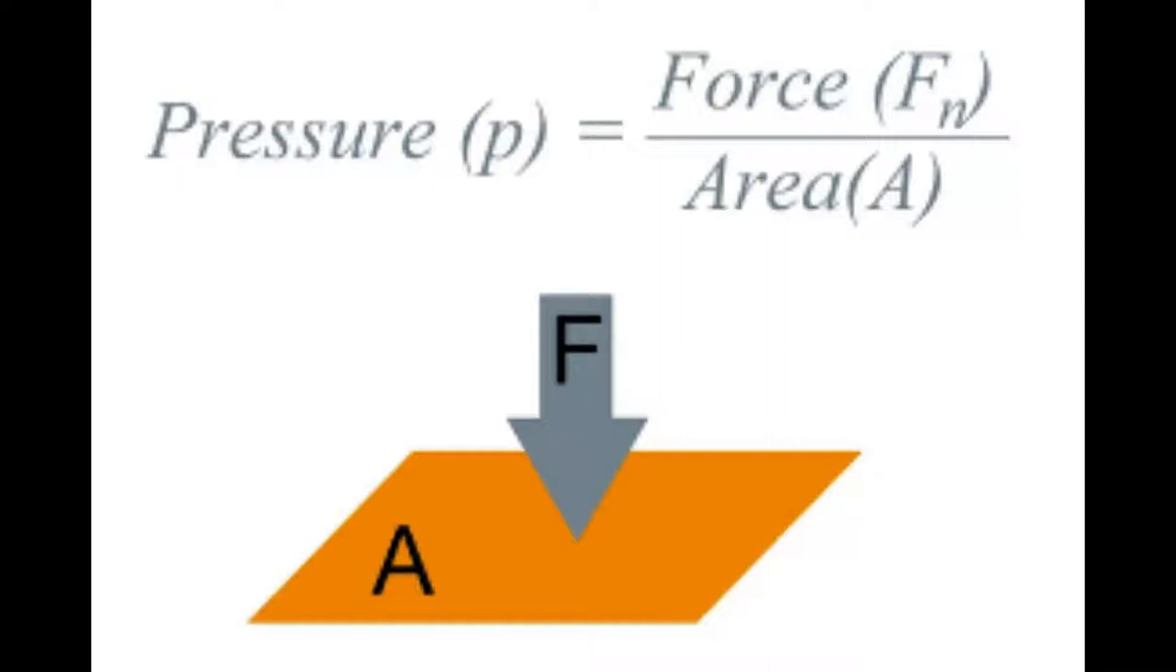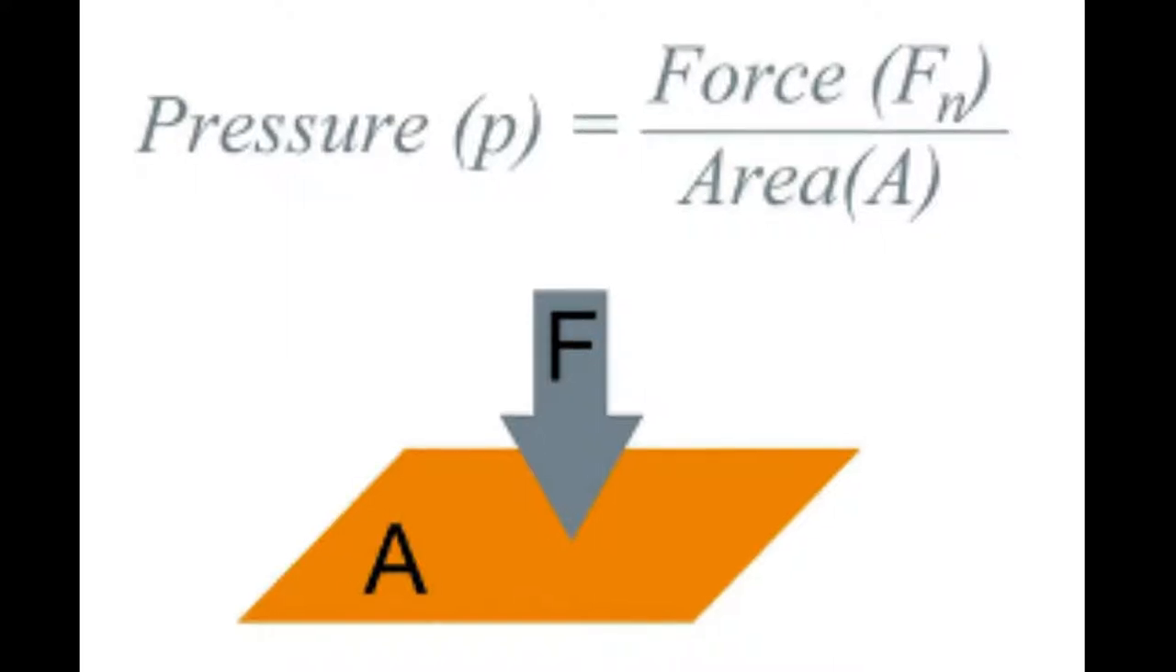In today's tutorial, we want to look at the difference between gauge pressure, atmospheric pressure, and absolute pressure. Force can be described as a push or pull on an object. The measure of force per unit area is known as pressure.